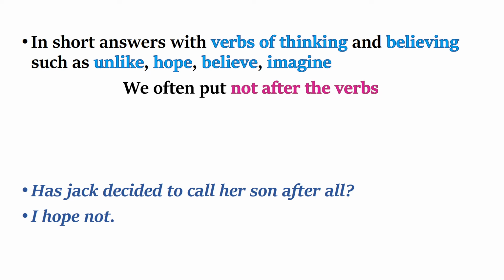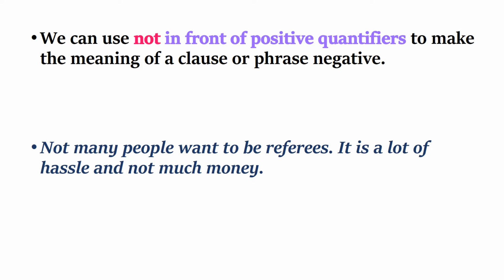In short answers with verbs of thinking and believing such as suppose, hope, believe, imagine, we often put not after the verbs. Example: Has Jack decided to call her son after all? I hope not. We can use not in front of positive quantifiers to make the meaning of a clause or phrase negative. For example, not many people want to be referees. It is a lot of hassle and not much money.